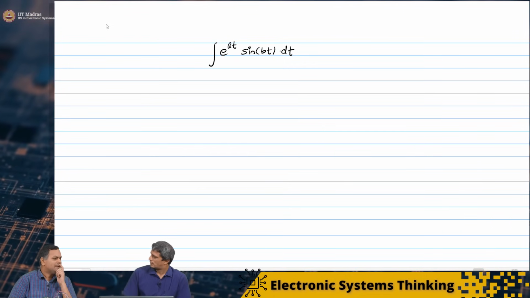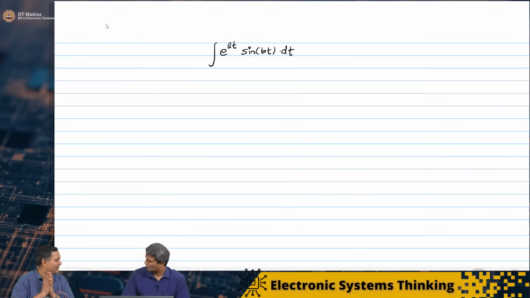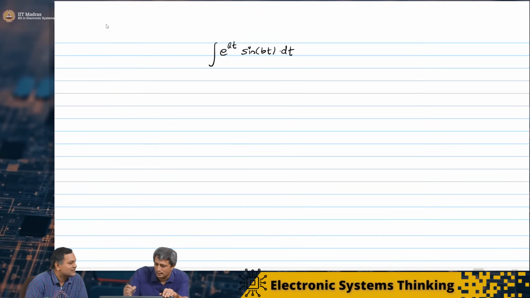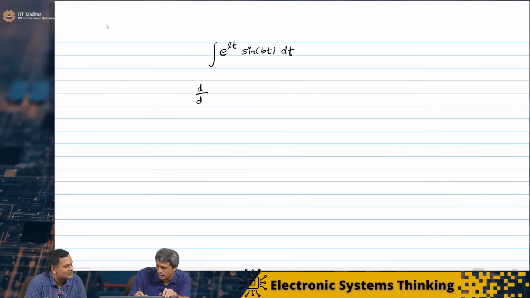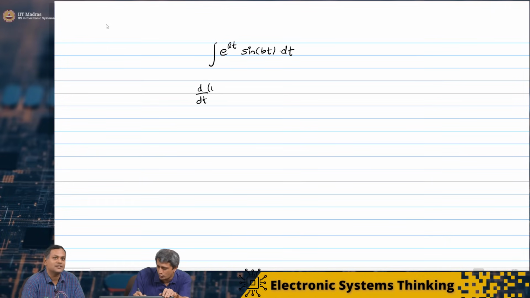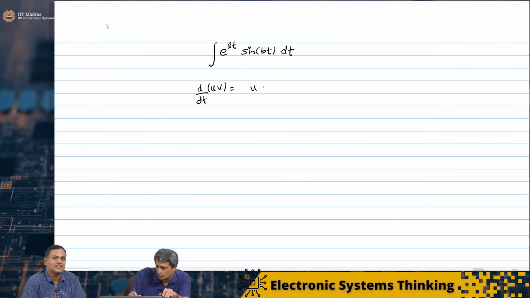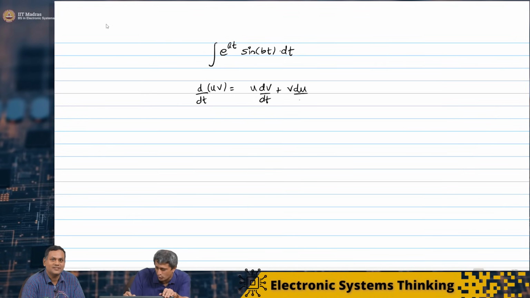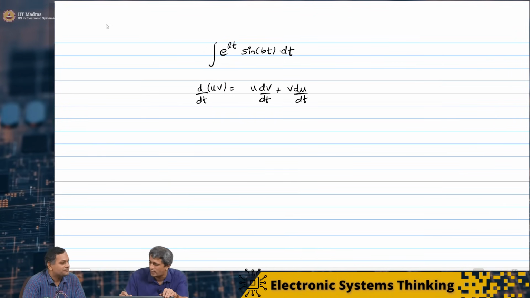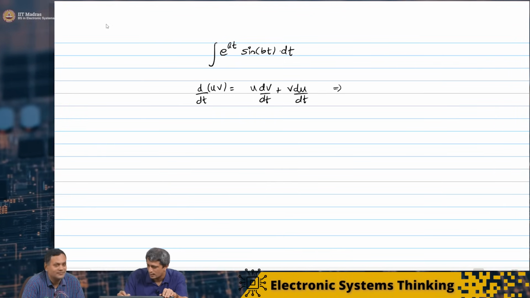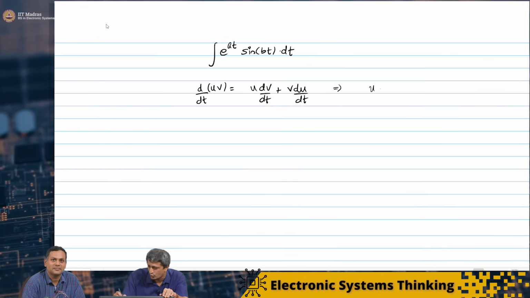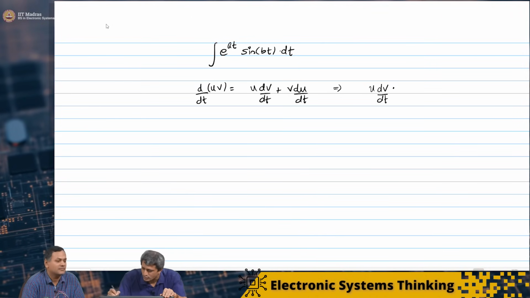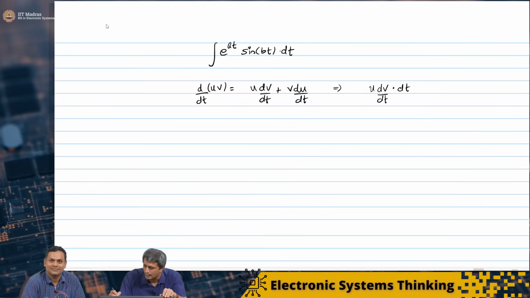I think there is a way to separate it into two parts and then solve it. Essentially, we go back to the differentiation chain rule, right? d/dt of uv is u dv/dt plus v du/dt.